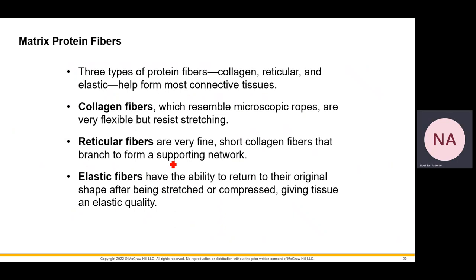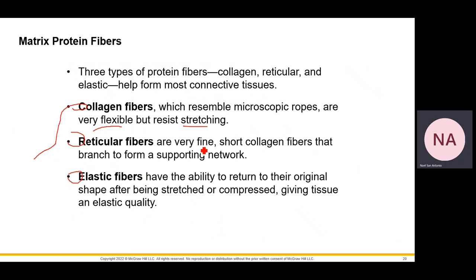Now, in terms of protein fibers found in the extracellular matrix, you will find three protein fibers, no, which helps form most connective tissues. You have collagen, reticular fibers, and elastic fibers. Collagen are like microscopic ropes, which is responsible for the structural strength of most connective tissue. And since they are like ropes, they are very flexible. Diba, ganun naman ang mga ropes. But at the same time, they can resist stretching.